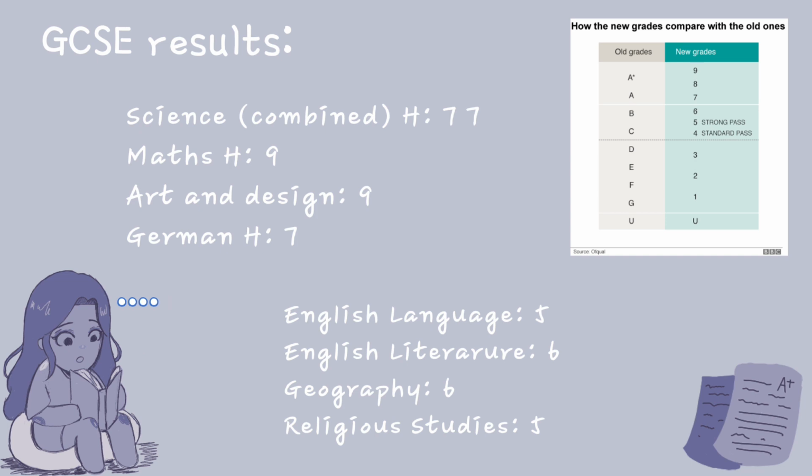For English language, I got a 5. English literature, I got a 6. Geography, I got a 6. And religious studies, I got a 5. As you can see, essay-based subjects are not my forte. I just couldn't get into it. So yeah, that's my grades.